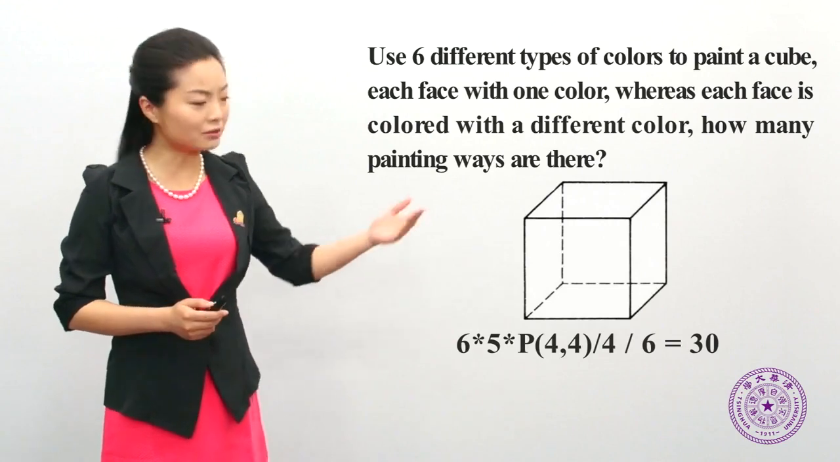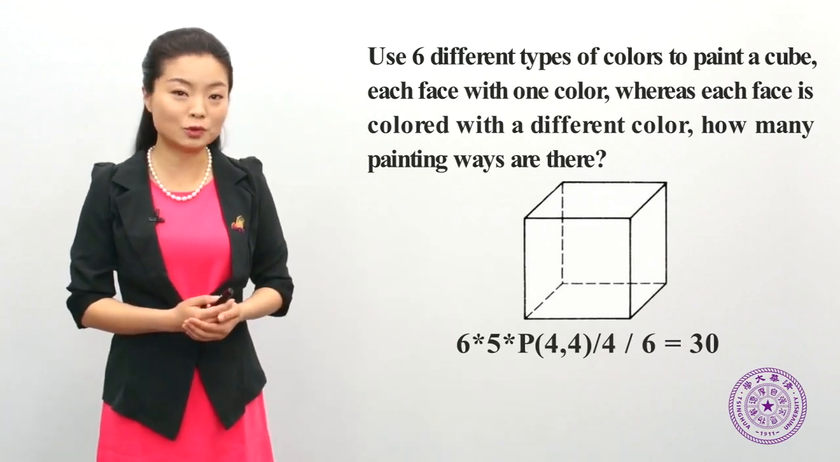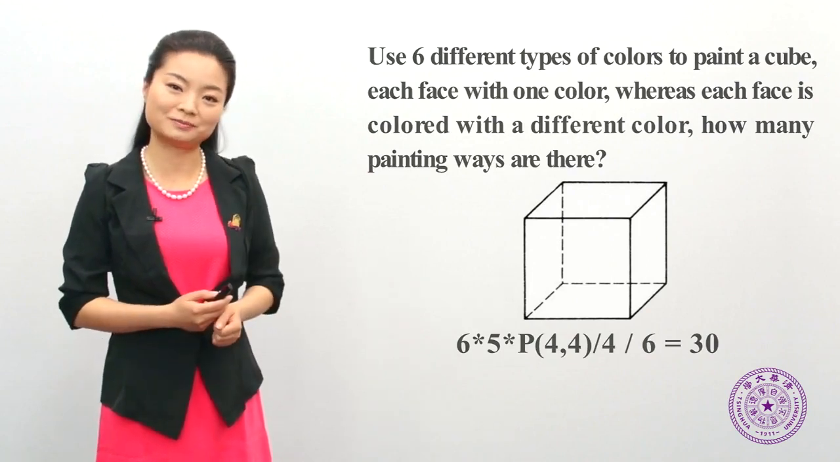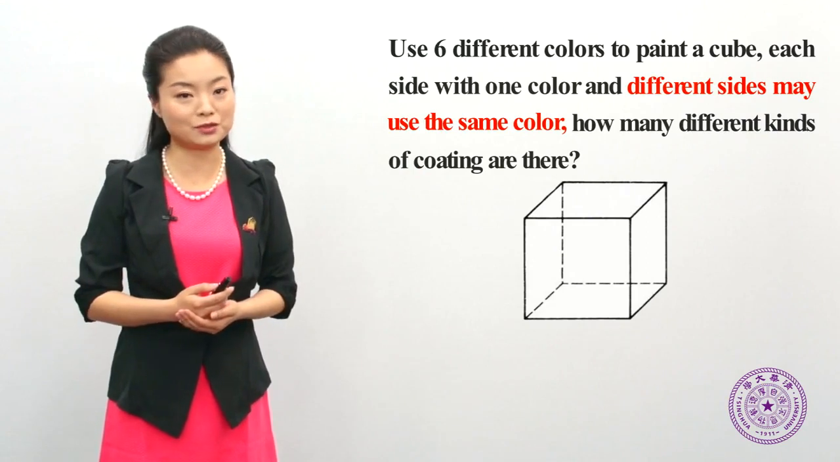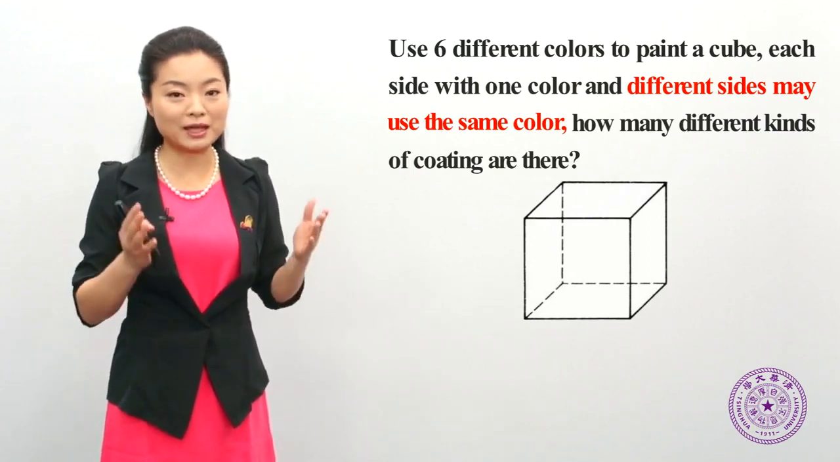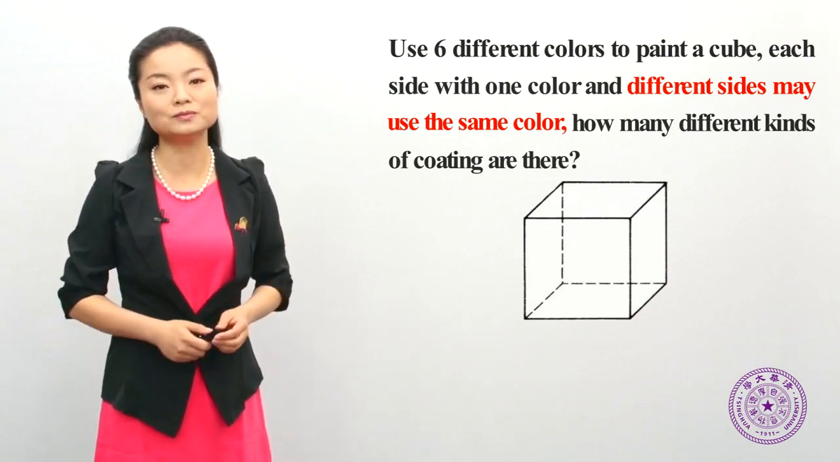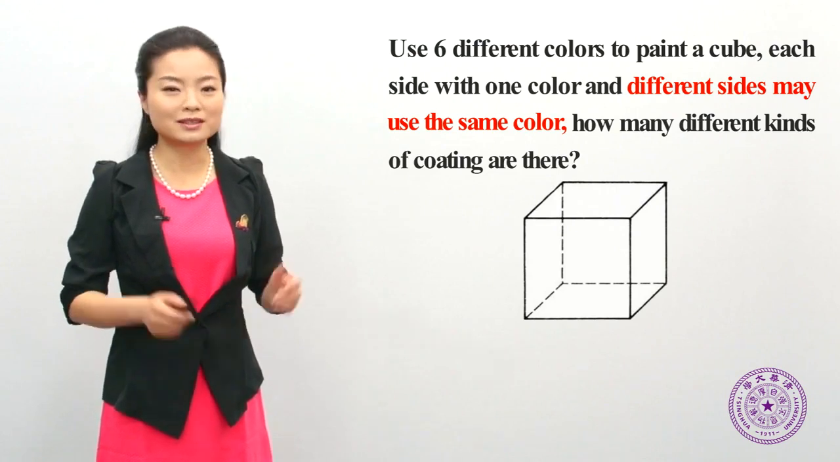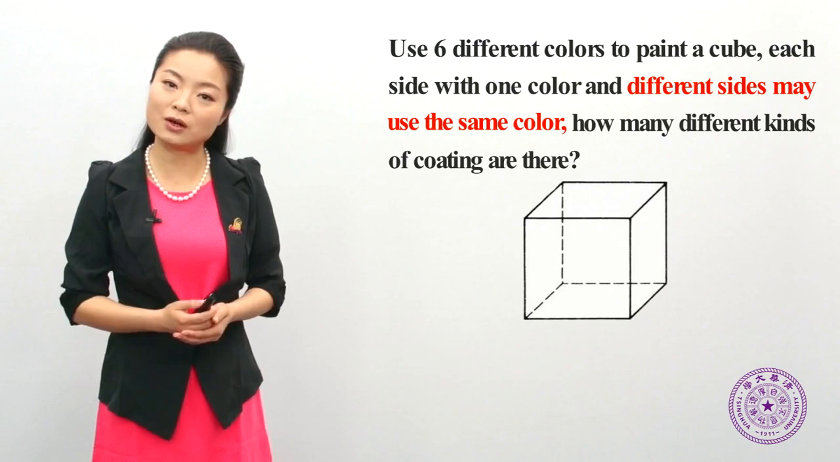Although for this particular question we may use traditional combination and permutation to solve it, what if we modify this question a little bit? For example, we are still using 6 different colors to paint, and each face still needs to be painted by one color, but different faces may use the same color. Everyone will think that it contains repeatable elements.